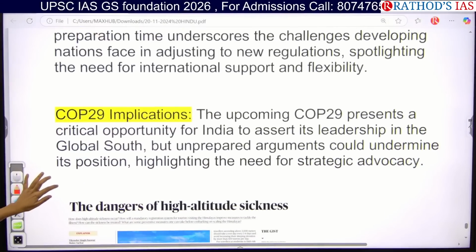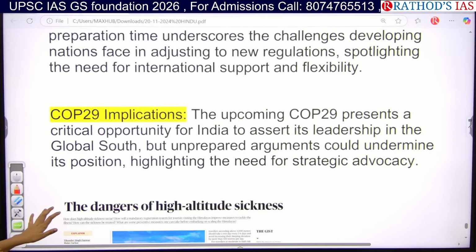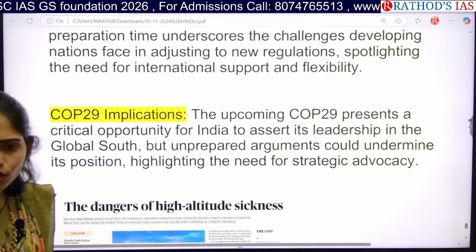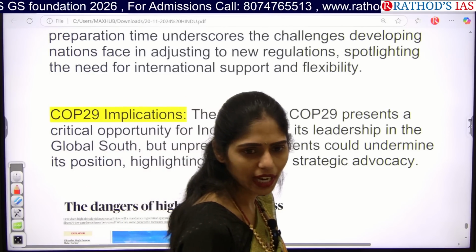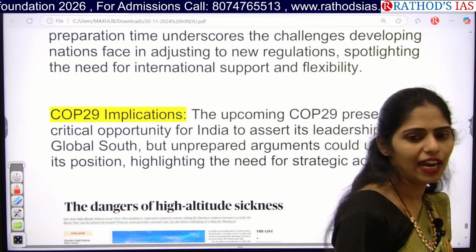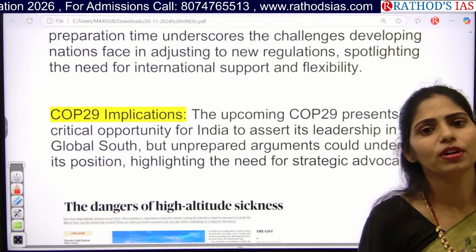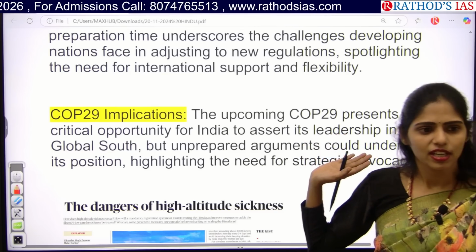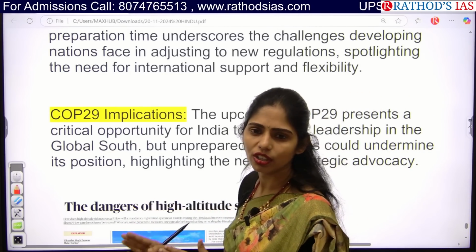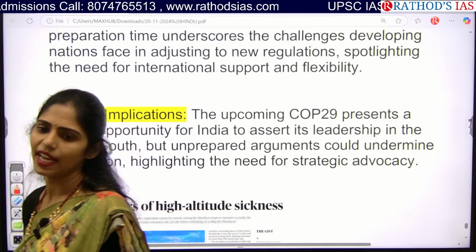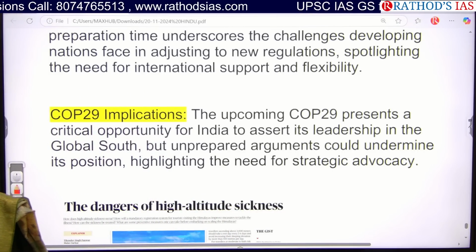Okay, clear? And even COP29 is also having some implications. So here, as a leader of the Global South, India is also fighting for more climate finance in this COP29. And once it is finalized on this November 22, we will be getting details regarding what things are talked about in this COP29, and there we will be having much more discussions.